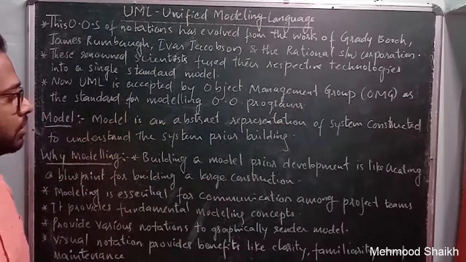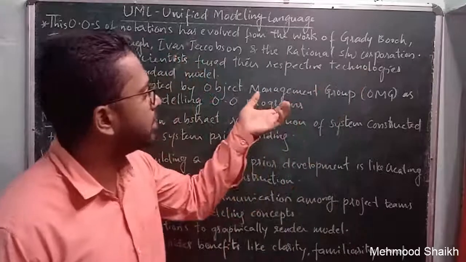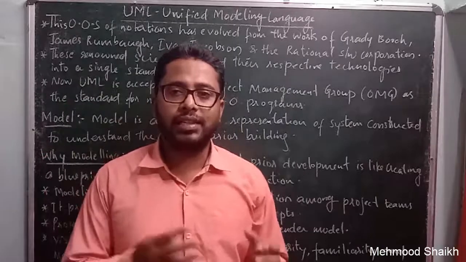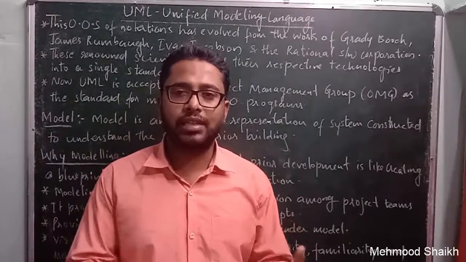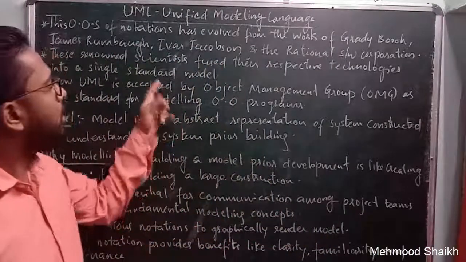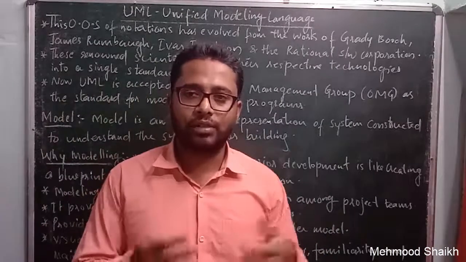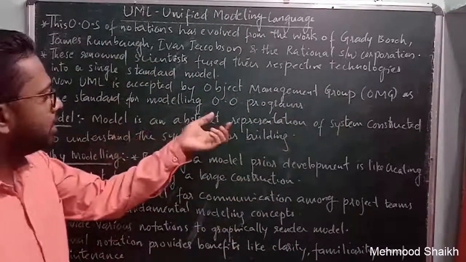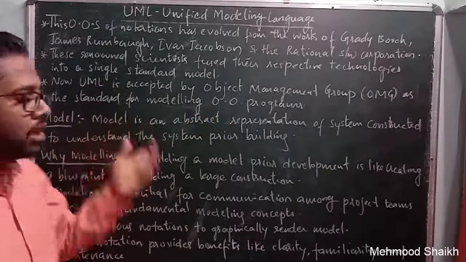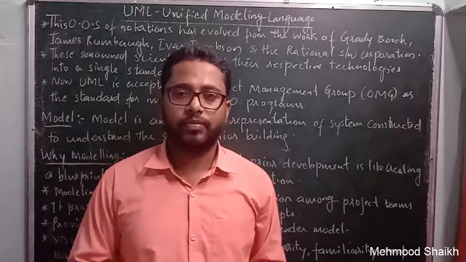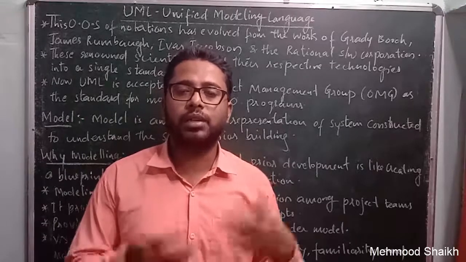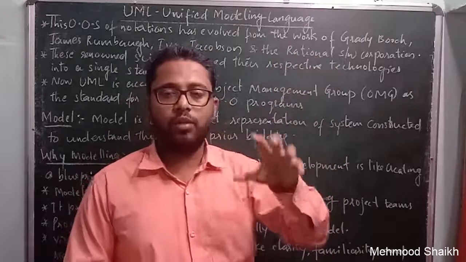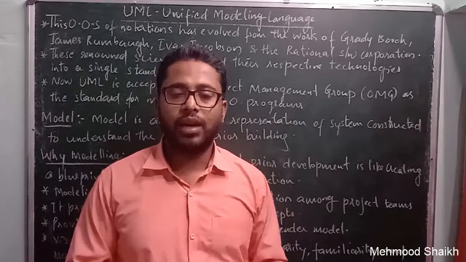The next point is that UML is accepted by the Object Management Group as the standard for modeling object-oriented programs. With the efforts of these three scientists along with Rational Software Corporation, they succeeded in developing a standard model for designing object-oriented systems. That's why they got acceptance from the Object Management Group, which gave them permission to use this standard for modeling object-oriented systems. Now whoever wants to develop a software application can use their work in the form of UML diagrams while developing the system.